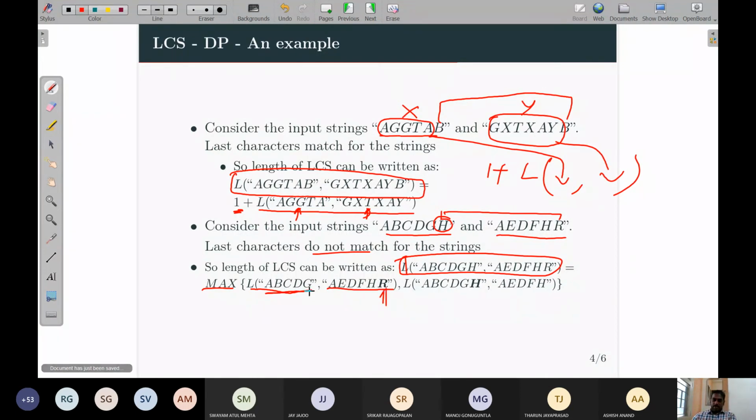Okay. The last letter of X is removed and the last letter of Y is intact. It is not removed. Here the last letter H is as it is. We will not touch it, but the last letter of Y is removed. That is why one towards the left, that is this recursive call, and one towards the up, that is this recursive call. Maximum you take, that exactly the same method is applied while filling the table, and this is the reason why you get the answer. Okay.